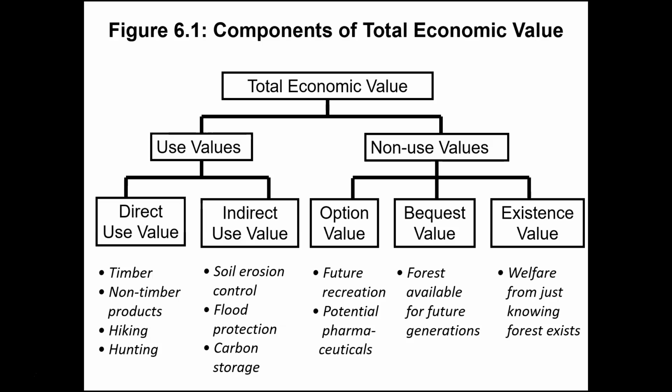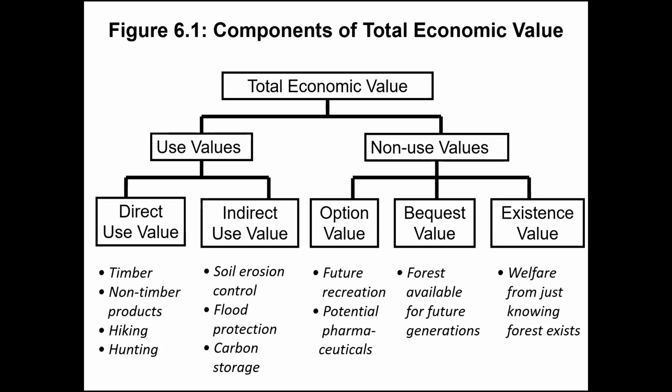And so we divide that into three categories. Again, one is the option value. So sometimes you have value just knowing something's there if you want to use it. So maybe I don't care about going hunting today, but I think maybe one day when I retire, I'd like to hunt. So I place value on the fact that that undeveloped land, that forest is there, that I'll have the option to use it later.